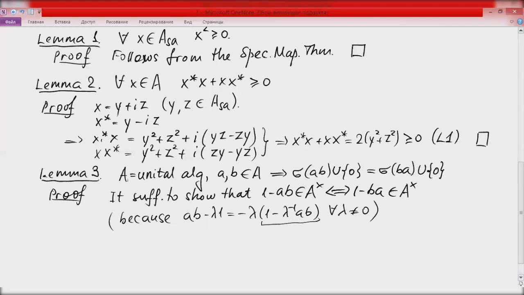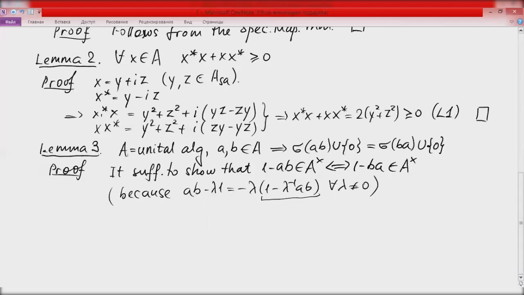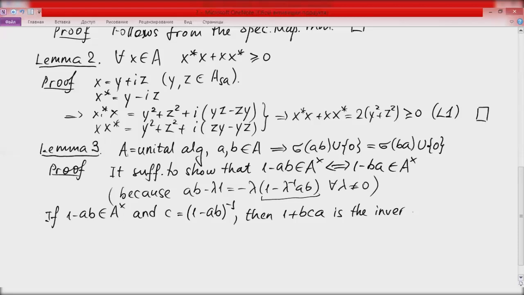Okay, so if we now assume that 1 minus AB is invertible, and if we denote by C the inverse element to 1 minus AB, then a short computation shows that the element 1 plus BCA is the inverse of 1 minus BA. This is an elementary exercise for you. And formally, this completes the proof.